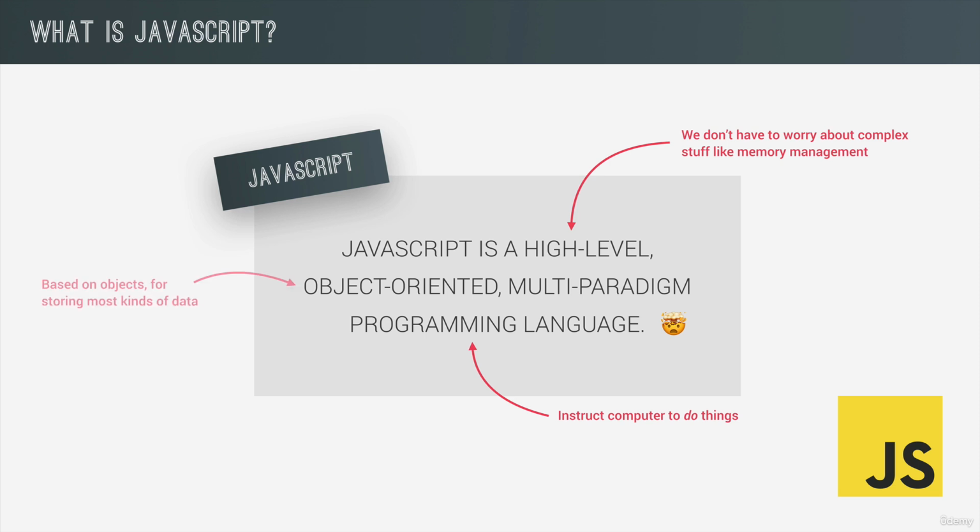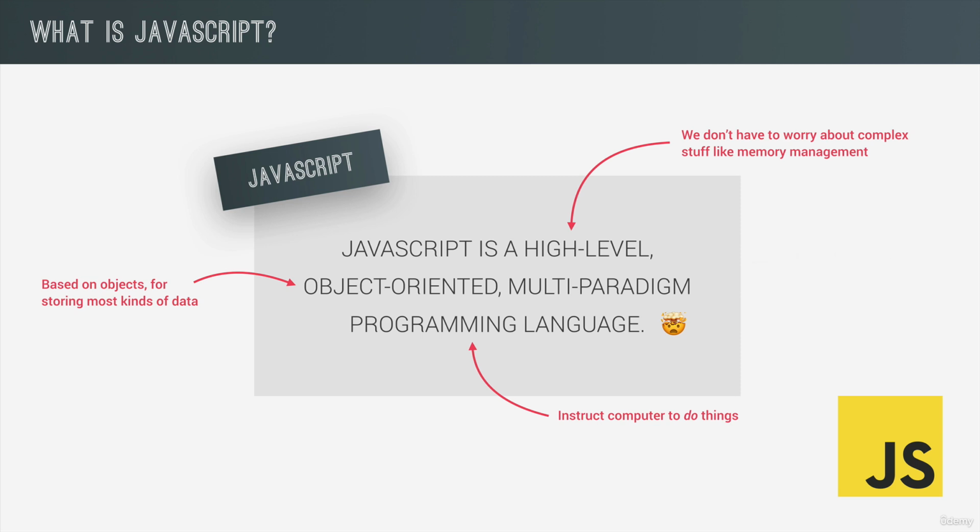Next, I say that JavaScript is object-oriented, and all that means is that the language is mostly based on the concept of objects for storing most kinds of data. And of course, we will learn all about object-oriented programming throughout this course.